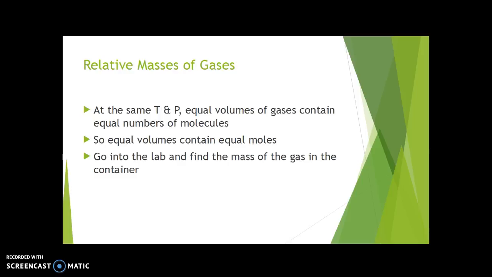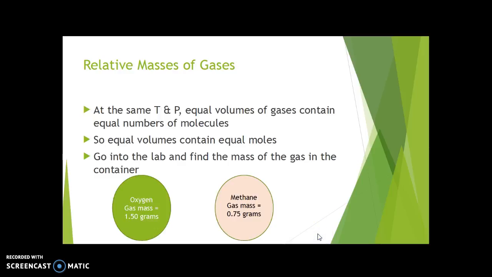Therefore, at the same temperature and pressure, equal volumes of gases contain equal moles. So let's go into the lab and find the mass of gases in an identical container. So these are two containers that are in every way identical, same volume, same temperature, same pressure. In the first, we have 1.50 grams of oxygen. In the second, same volume, same T and P, we have 0.75 grams of methane.